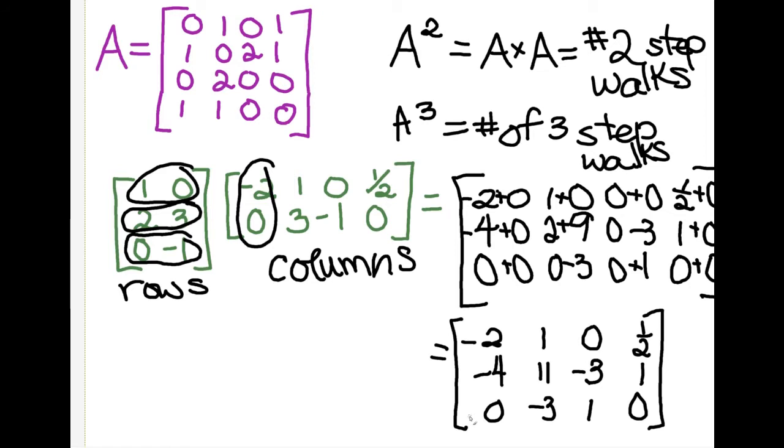It should have the same number of rows as our original first matrix. That's 3 rows. And the same number of columns as our original second matrix, so 4 columns.